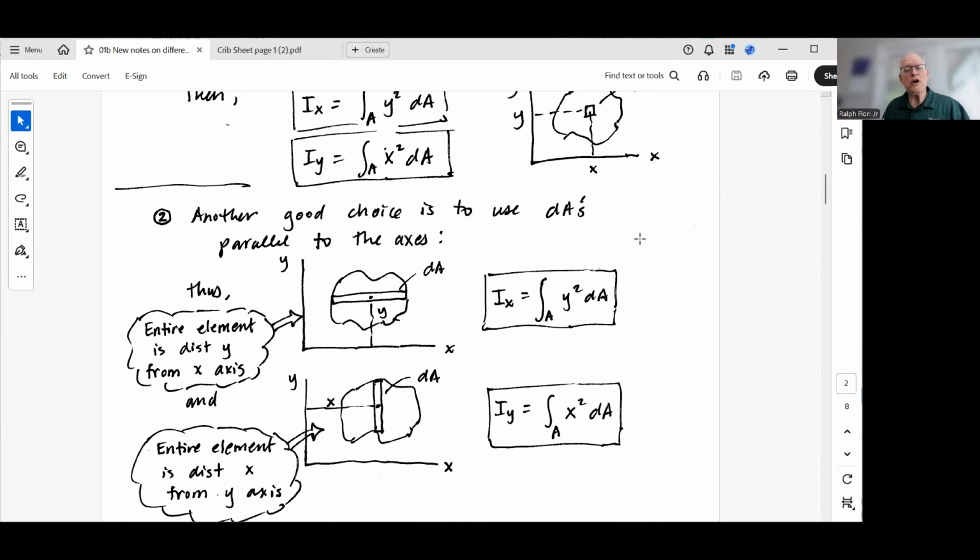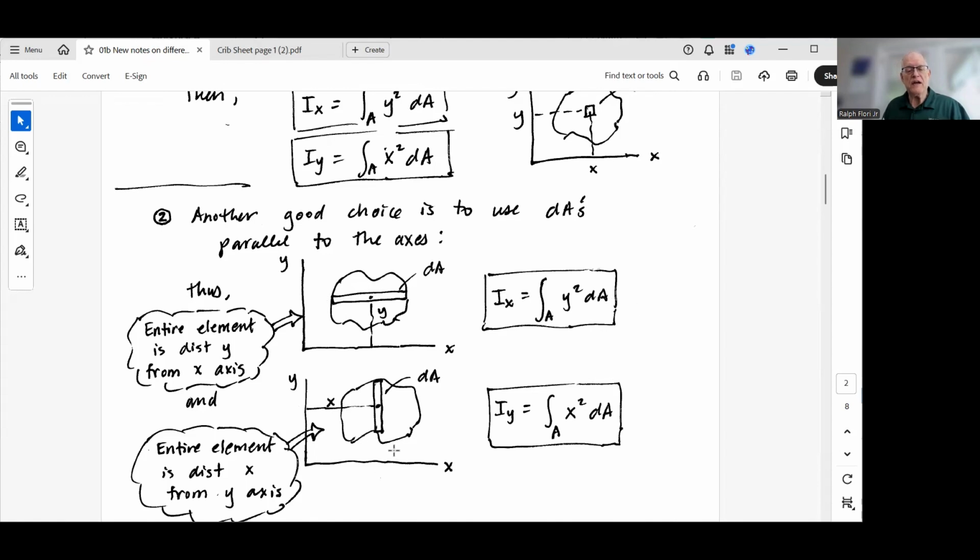But where you get into trouble is you use this element parallel to the x-axis to find Ix, and then you say, I'm going to use this same element to find Iy. And I'm just going to say Iy is equal to the integral of x tilde, which is some distance from the y-axis to the center of this element, squared, times the dA, however defined. If you do that, you will be wrong because it doesn't work.